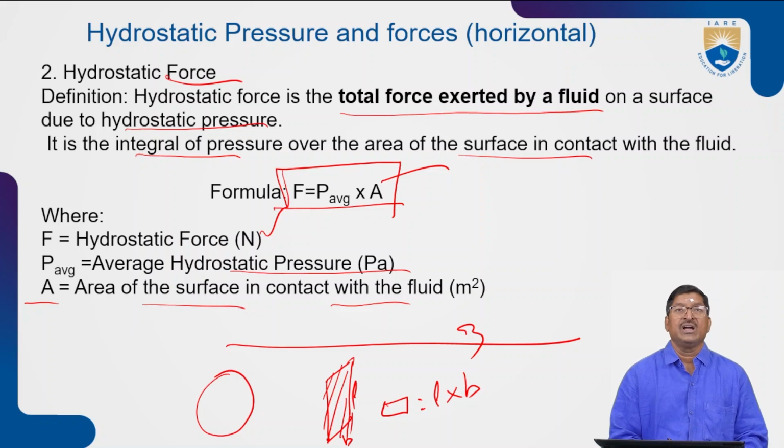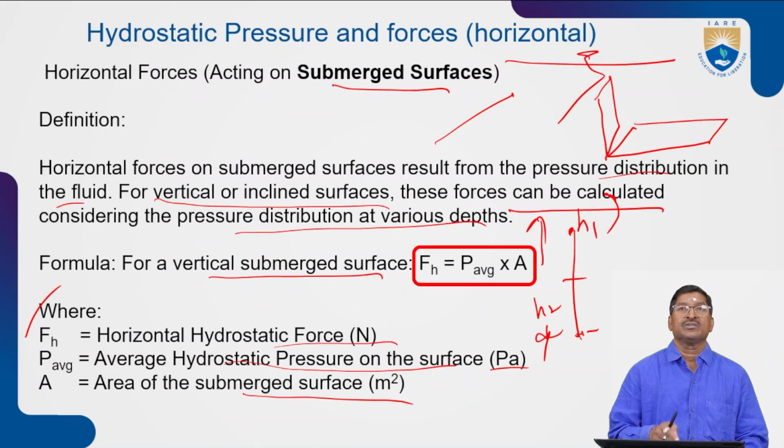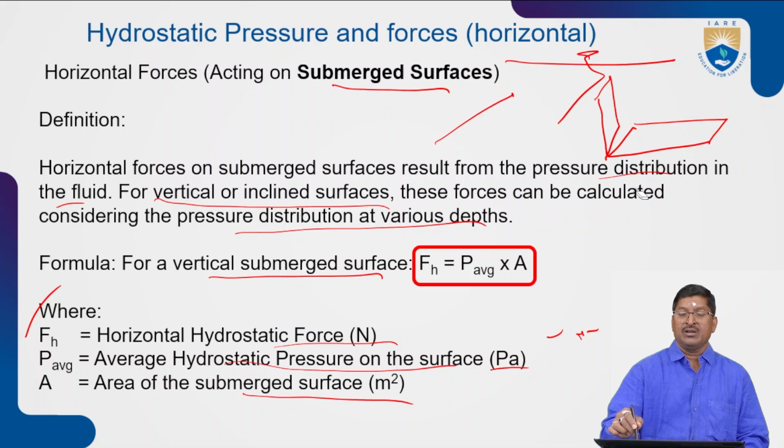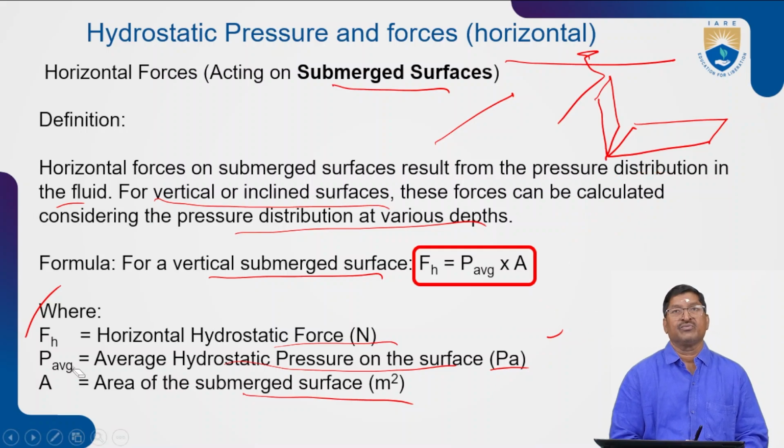So F is the hydrostatic force, P average is the average hydrostatic pressure, and A is the area of the surface in contact with the fluid. Here the hydrostatic force F is equal to P average into area. Fh is the hydrostatic force in newtons, P average is the average pressure on the surface, and A is the area of the submerged surface in meter square.